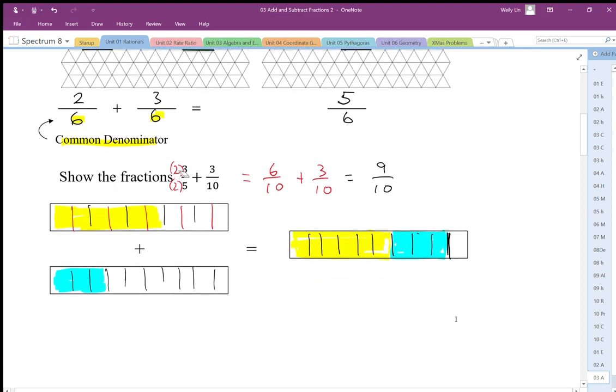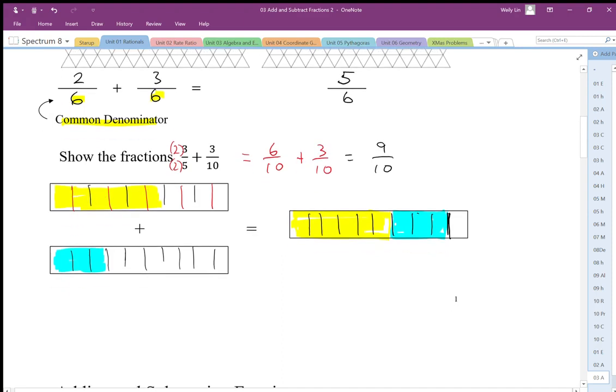Again, I need to get a common denominator, a common size piece. I do that with groupings or dividing into common size pieces. And that's where my factors come in. And again, these factors are really important. You need to show those factors when you're doing your work.